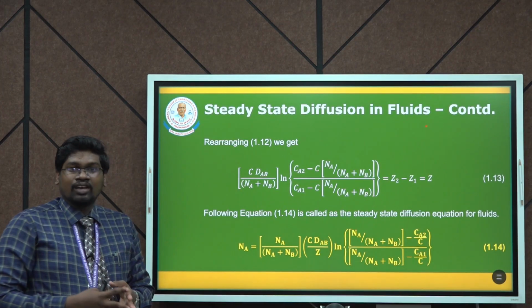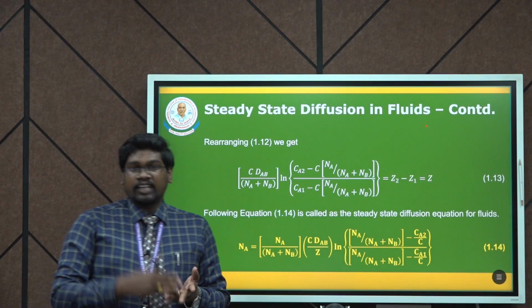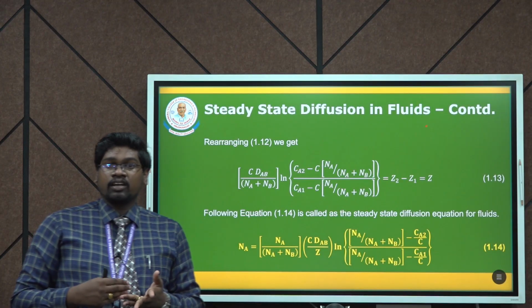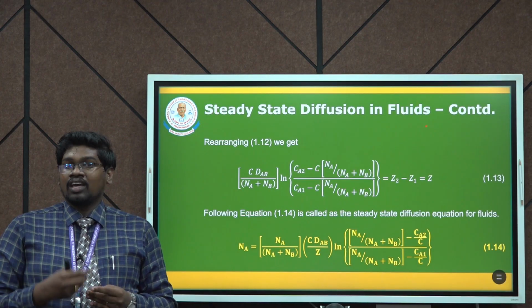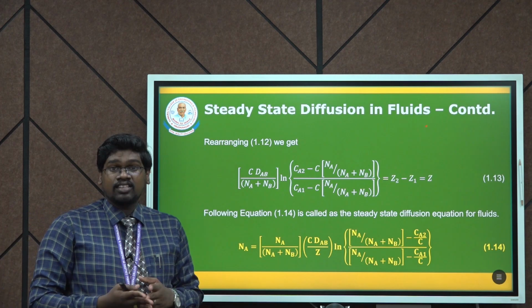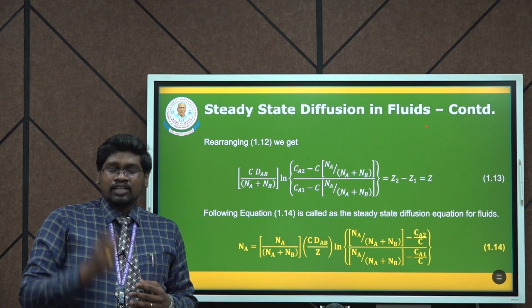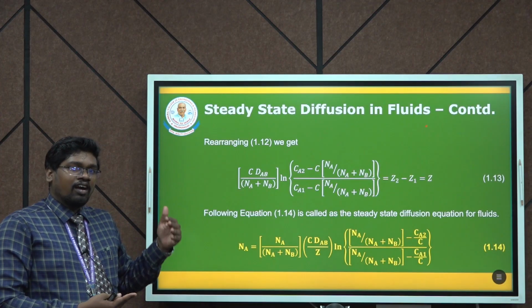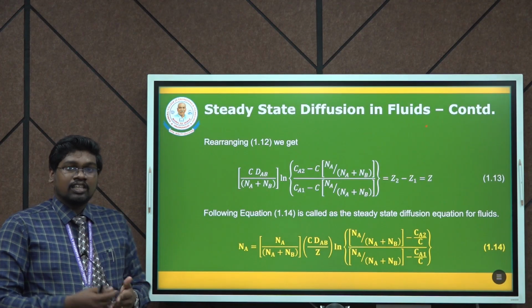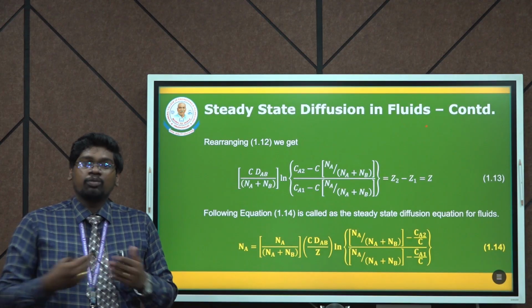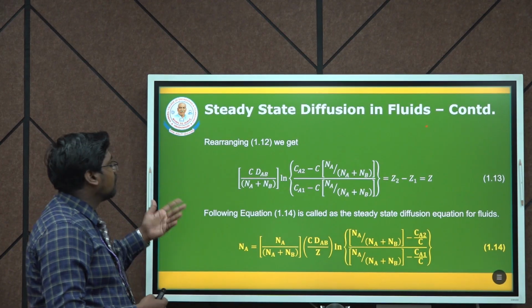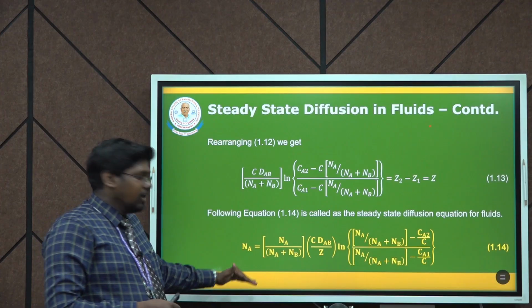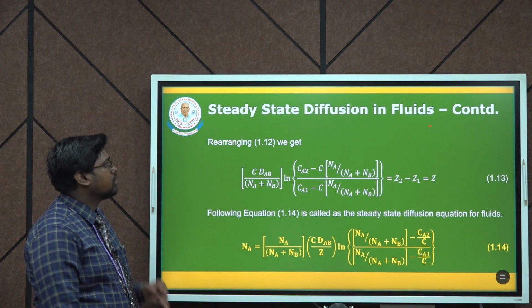In this lecture, we have seen what is diffusion, what are the types of diffusion, eddy diffusion and molecular diffusion. We have seen about steady state and unsteady state operations and Fick's law, how Fick's law is applied to steady state operations, and we have seen that diffusivity is the same for A to B or B to A, and we calculated the net flux of steady state diffusion in fluids.